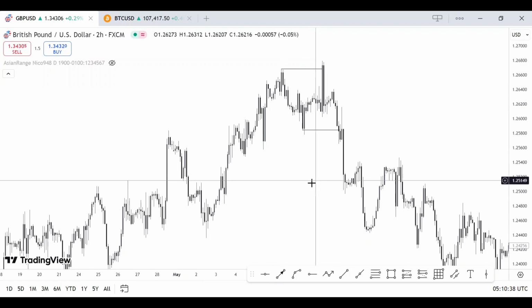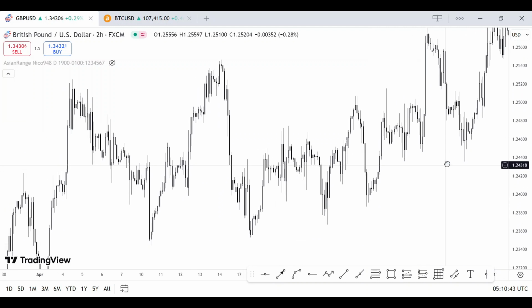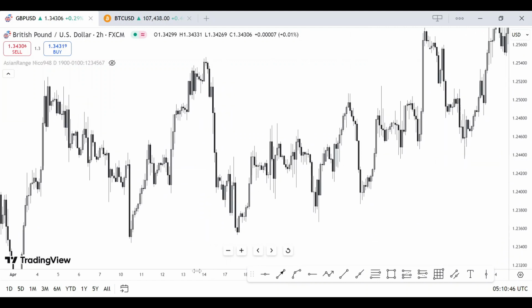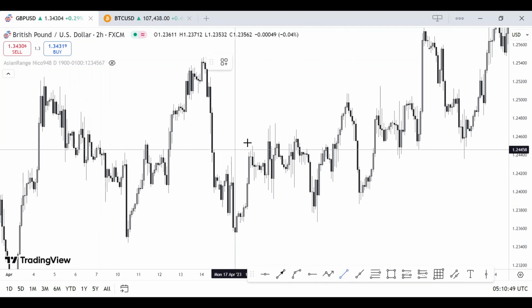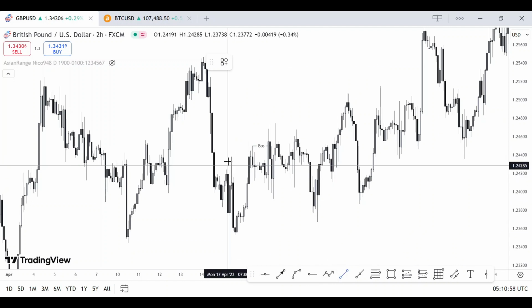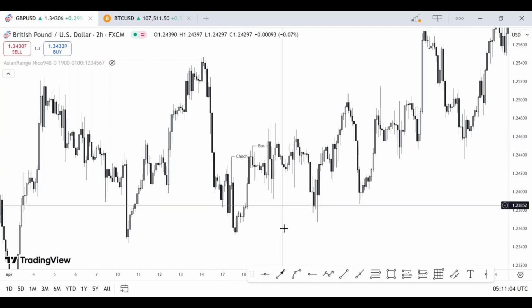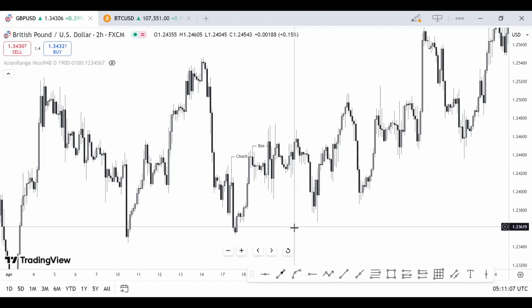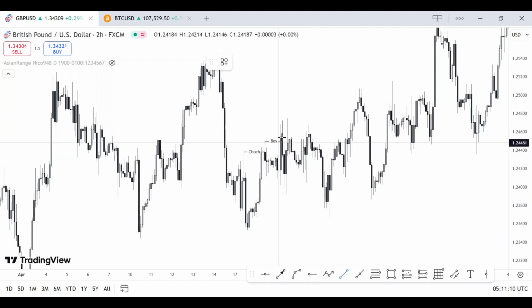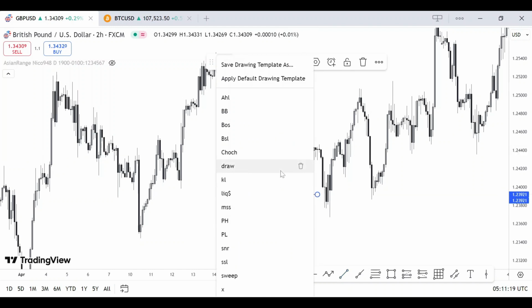So what does an inducement liquidity look like? Remember we said liquidity originates after a change of character or a break of structure. You can see in this case we had a break of structure here and a change of character here. So the first pullback is usually your inducement. And what's the first pullback here? Lower low, lower high, and this low. This is going to serve as your liquidity.